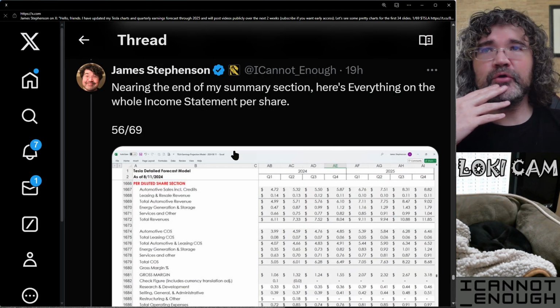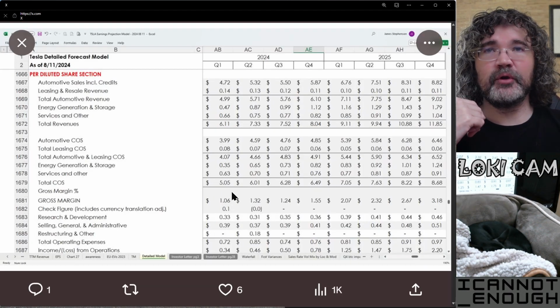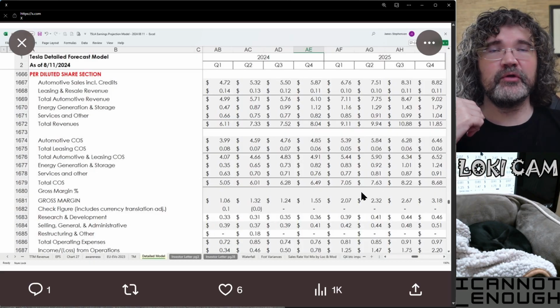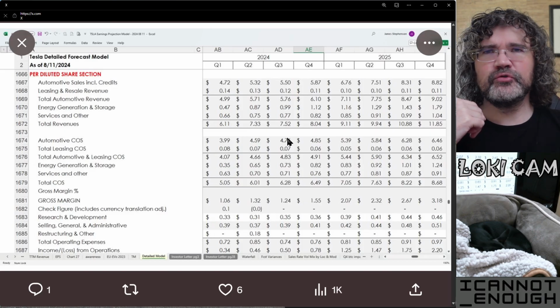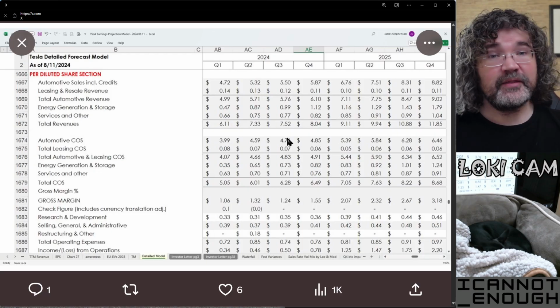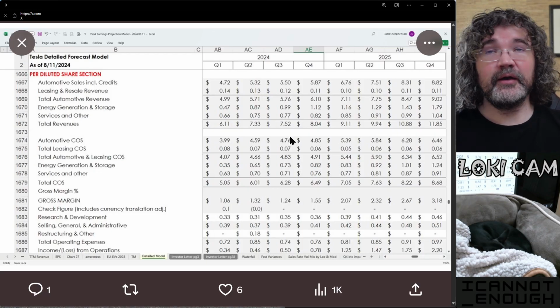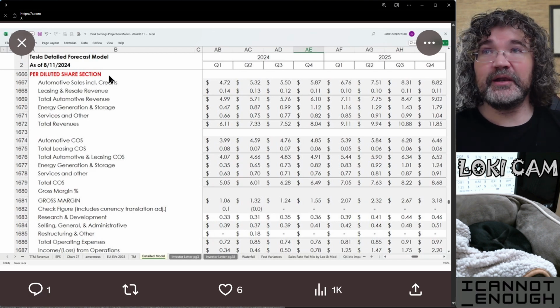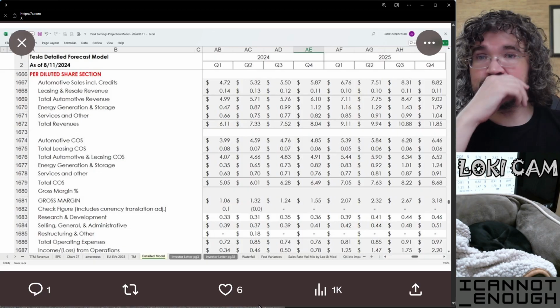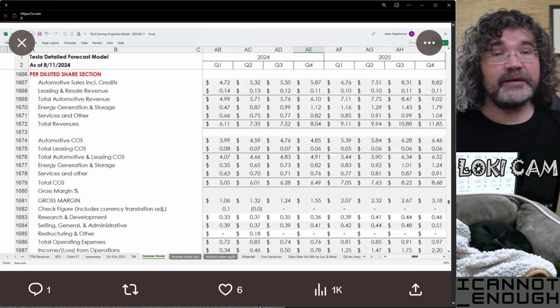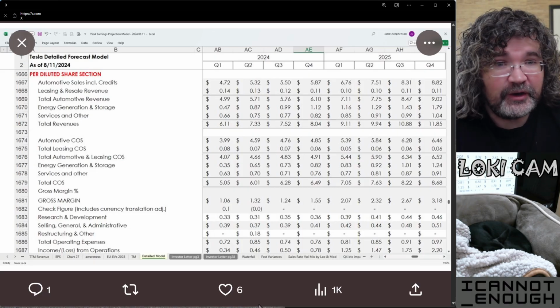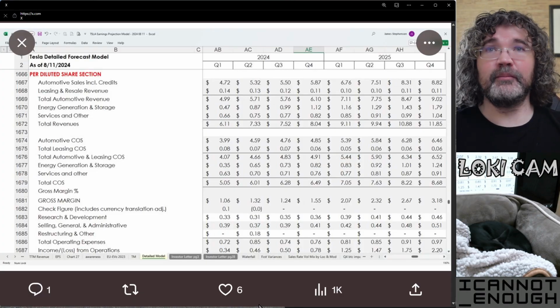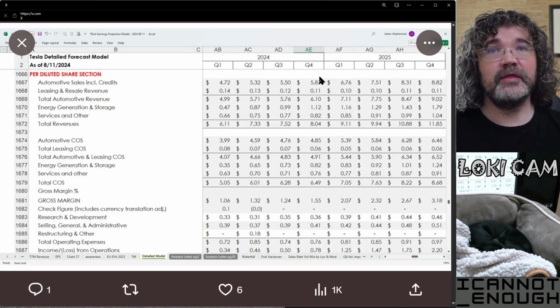All right, here's everything on the whole income statement per share. So that's what these formulas in my model are doing. They're just taking the dollars, dividing them by the share count, and saying, all right, on a per share basis, what's everything? Everything per diluted share is what you see here. So why talk only about earnings per share? Why not talk about everything per share? Well, if you did, these are the numbers you'd be talking about.